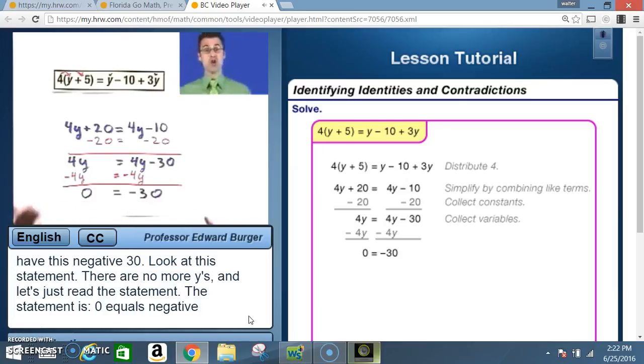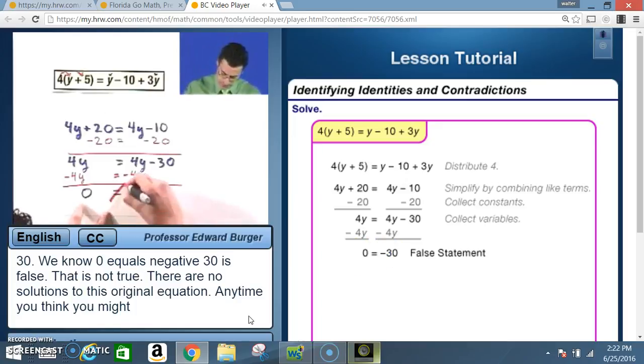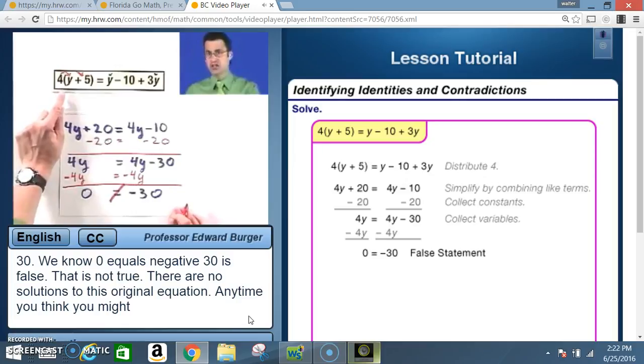So look at this statement. There are no more y's, and let's just read the statement. The statement is 0 equals negative 30. Well, 0 equals negative 30, we know that's false. That is not true. And so, in fact, really, there are no solutions to this original equation.